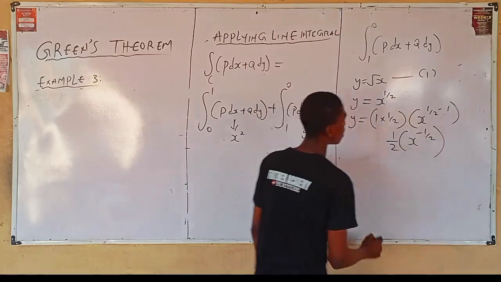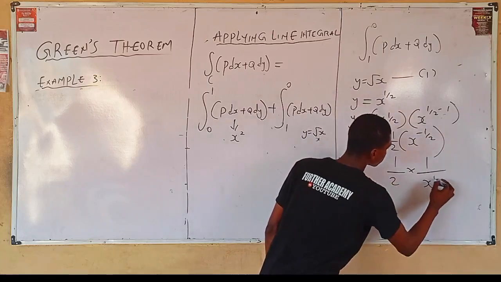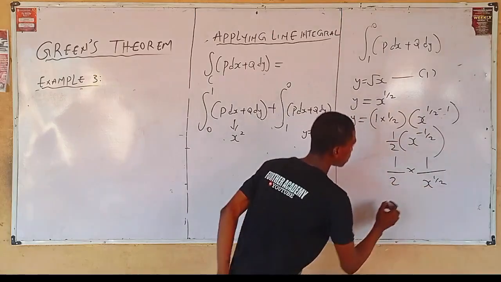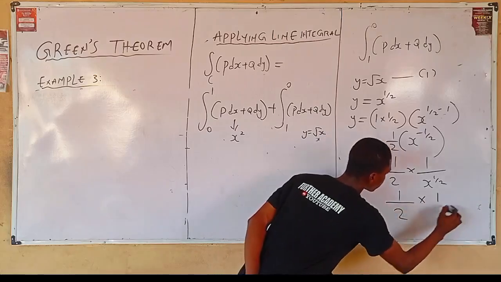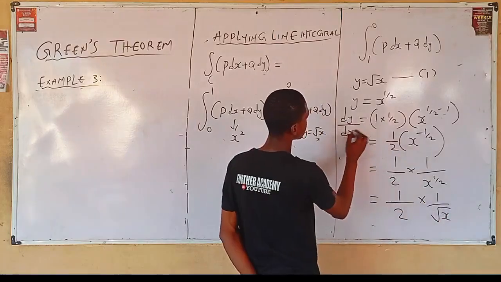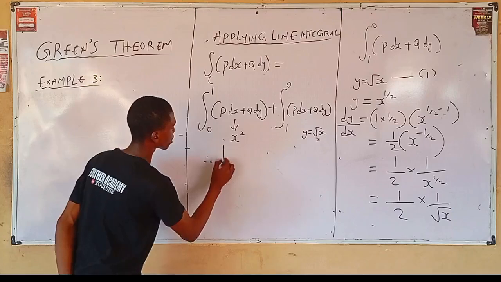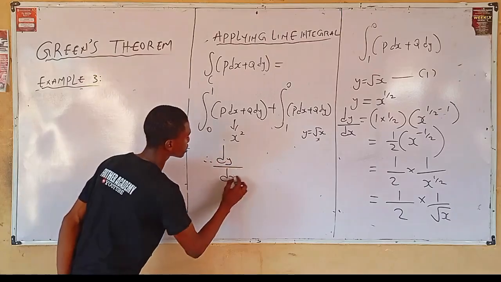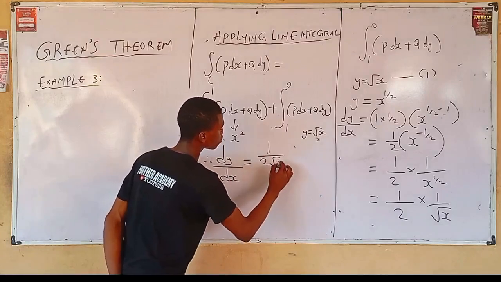meaning 1 over 2, all into brackets, x raised to the power negative 1 over 2. Which is still the same thing as 1 over 2 multiplied by 1 over what? x raised to the power of 1 over 2. That is 1 over 2 times 1 over square root of what? x. Therefore, dy over dx is equal to what? 1 over 2 square root of x.